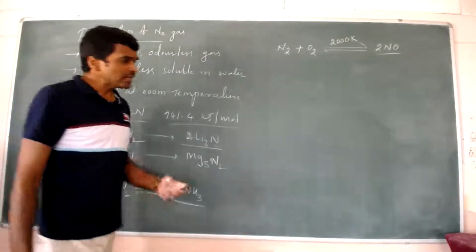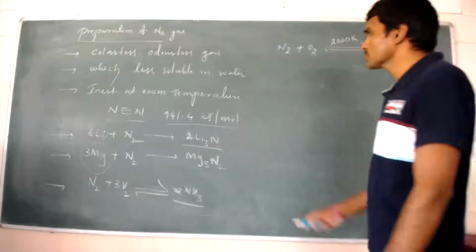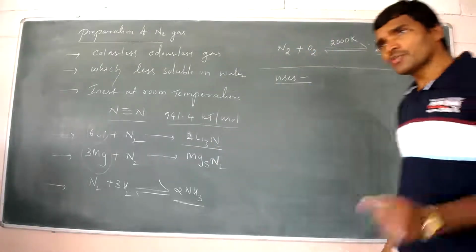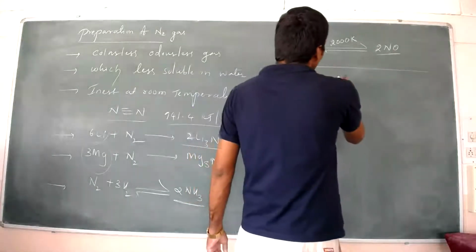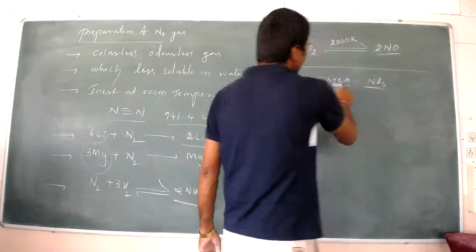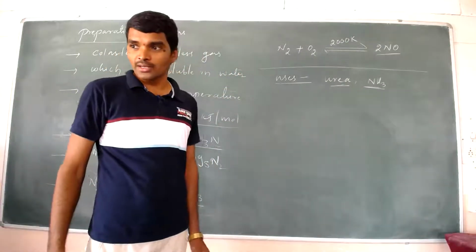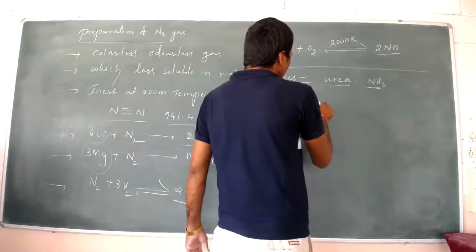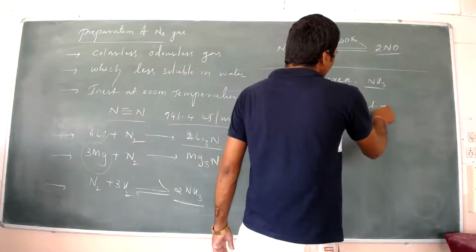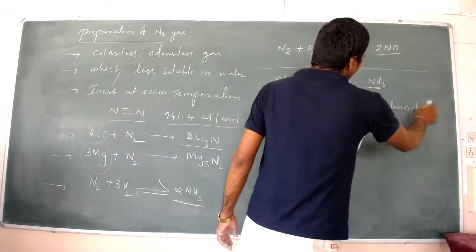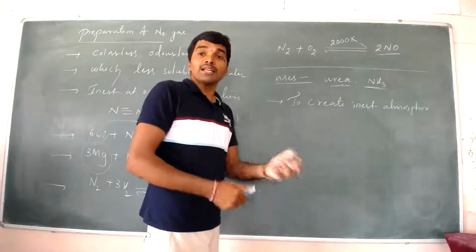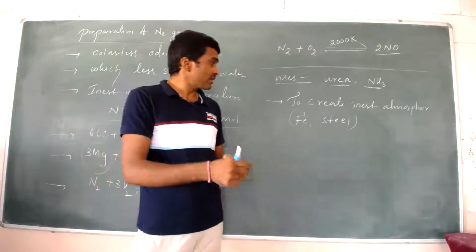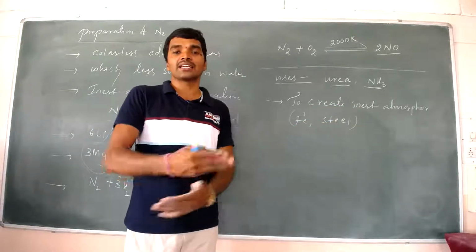Now, what are the uses of dinitrogen? Dinitrogen is used in the preparation of urea as well as ammonia. It is used to create an inert atmosphere, in metallurgy, like in the preparation of metals and in the iron and steel industry, where it acts as an inert atmosphere.